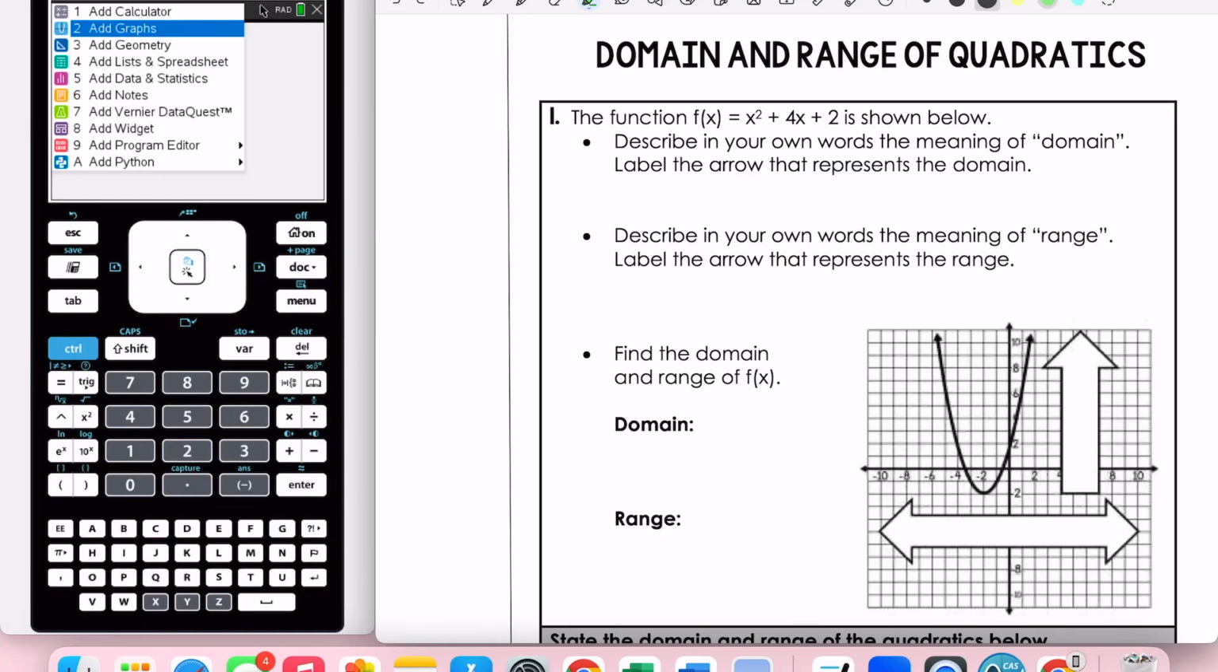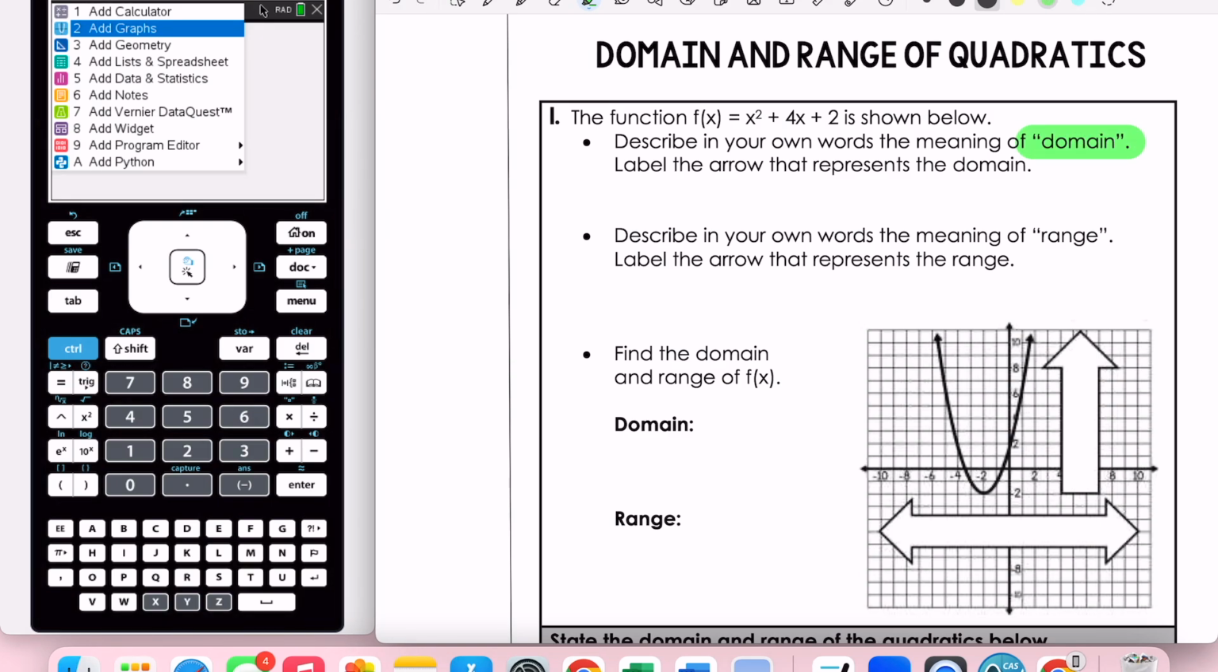In this video, we're going to be talking about domain and range of quadratic functions. We have already talked about domain and range this year, so this should be a fairly easy set of notes for you today. So number 1 says the function f of x equals x squared plus 4x plus 2 is shown below. Describe in your own words the meaning of domain.